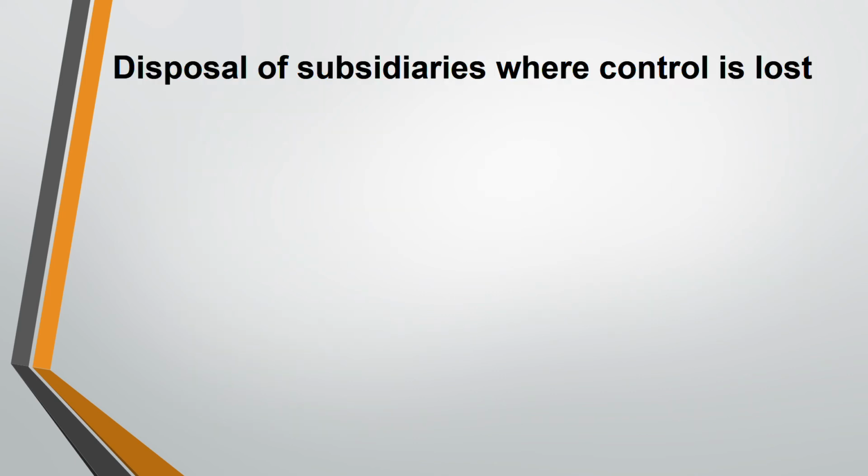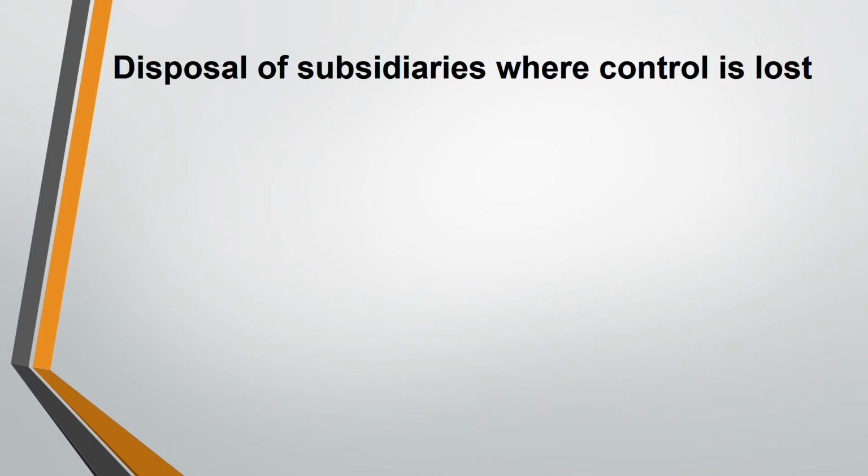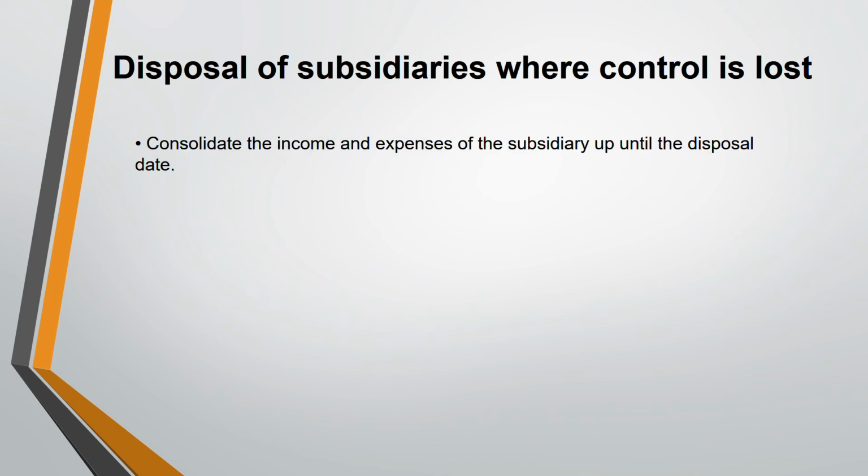Now, let us move on to the disposal of subsidiary. So this was acquisition of subsidiary where we are gaining our control. This is loss of subsidiary or disposal of subsidiary where control is lost. Opposite of it. So everything is the same, just it is opposite now. Here control is lost. That means now you are not a subsidiary anymore. You were a subsidiary, now you are not a subsidiary anymore. So you have to stop consolidating from that day onwards. You consolidate income and expenses up to the disposal date, not after that.